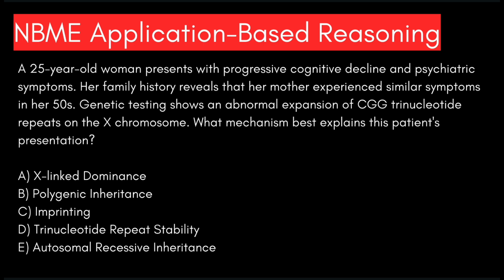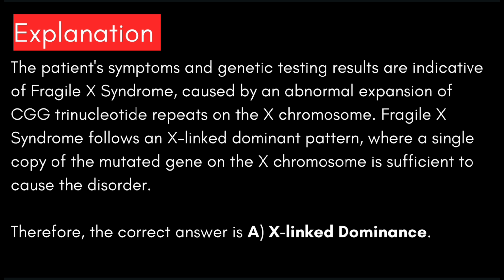Otherwise, moving on now. The patient's symptoms and genetic testing results are indicative of Fragile X syndrome, caused by an abnormal expansion of CGG trinucleotide repeats on the X chromosome. Fragile X syndrome follows an X-linked dominant pattern where a single copy of the mutated gene on the X chromosome is sufficient to cause the disorder. Therefore, the correct answer is A, X-linked dominance.